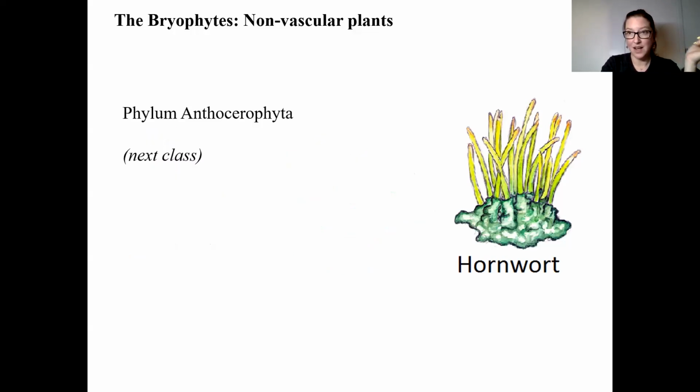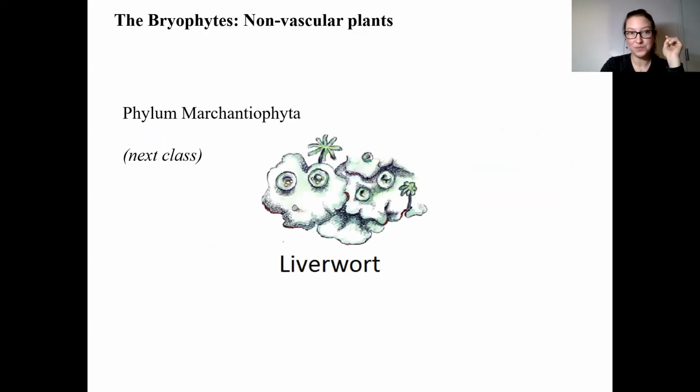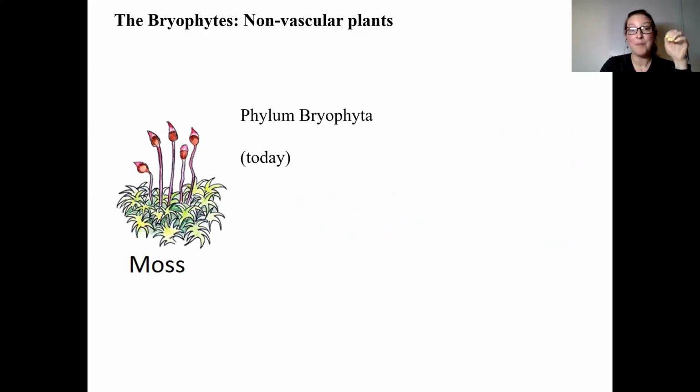Next class, by the way, I won't be in Brooklyn, New York anymore in this bunker. I will be back in Michigan with my pretty plants and everything. So next class, we'll talk about the hornworts. And next class, we will also talk about the liverworts. But today we'll talk about the mosses.